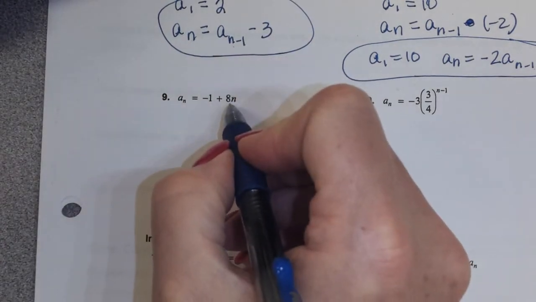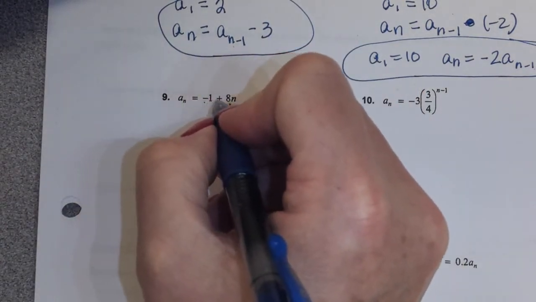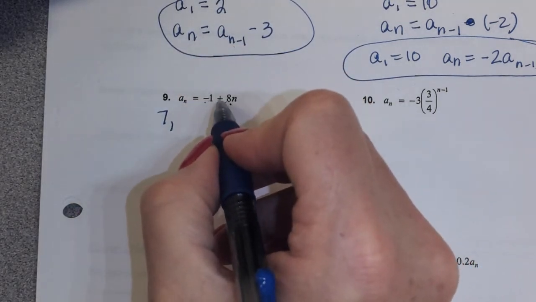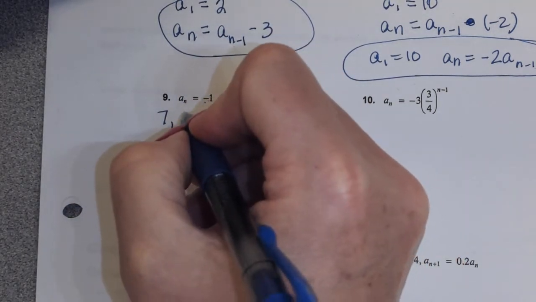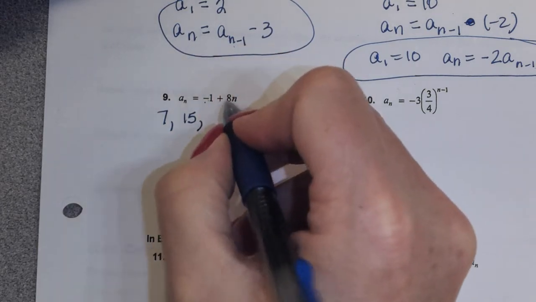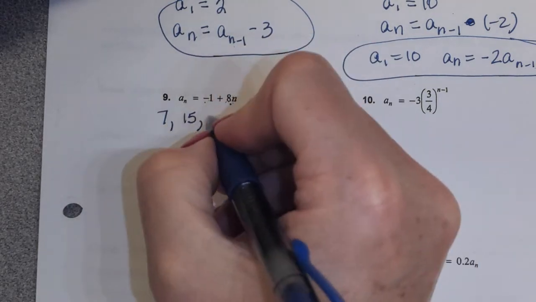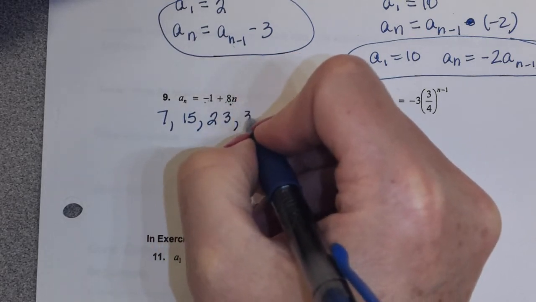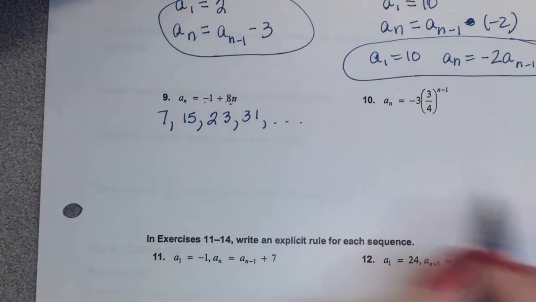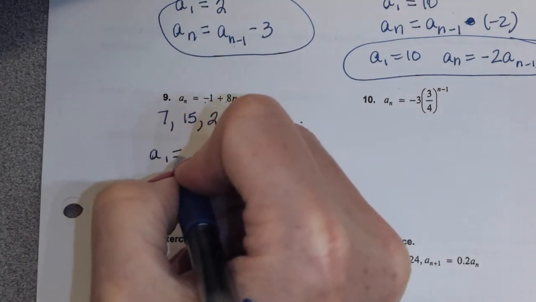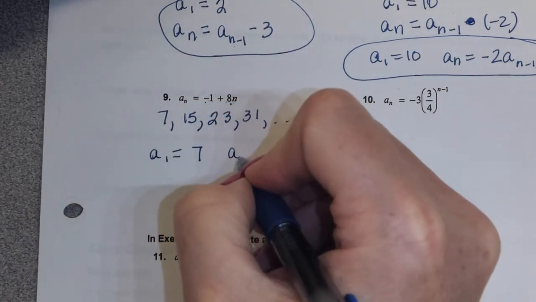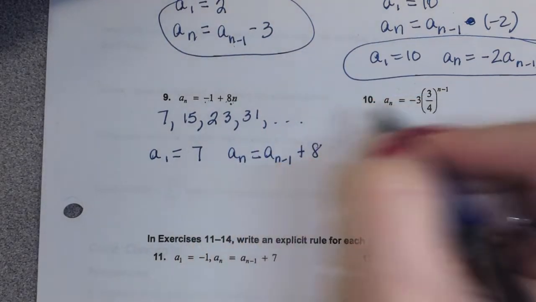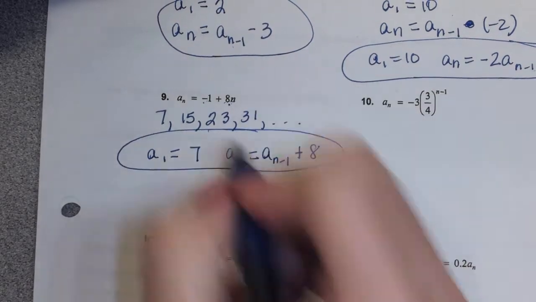So on this one, if I plug in 1, my first term, -1 plus 8, is going to be 7. If I find my second term, -1 plus 16 is going to be 15. And then I can see here that my 8 is going to be my d value. So I would just keep adding on 8 over and over. So to write this recursively, I have to state a sub 1. And then a sub n is just going to be equal to that previous term plus 8. All right, so pretty easy, right?